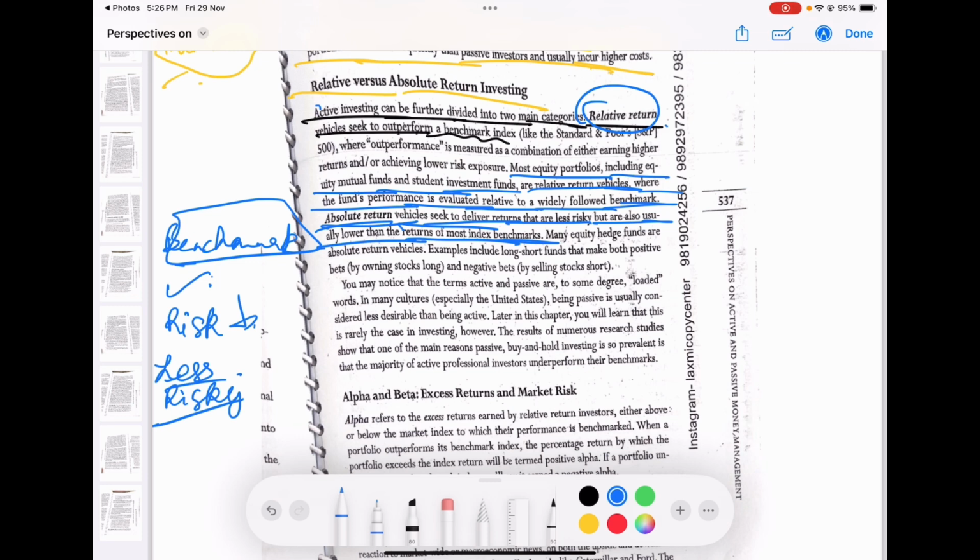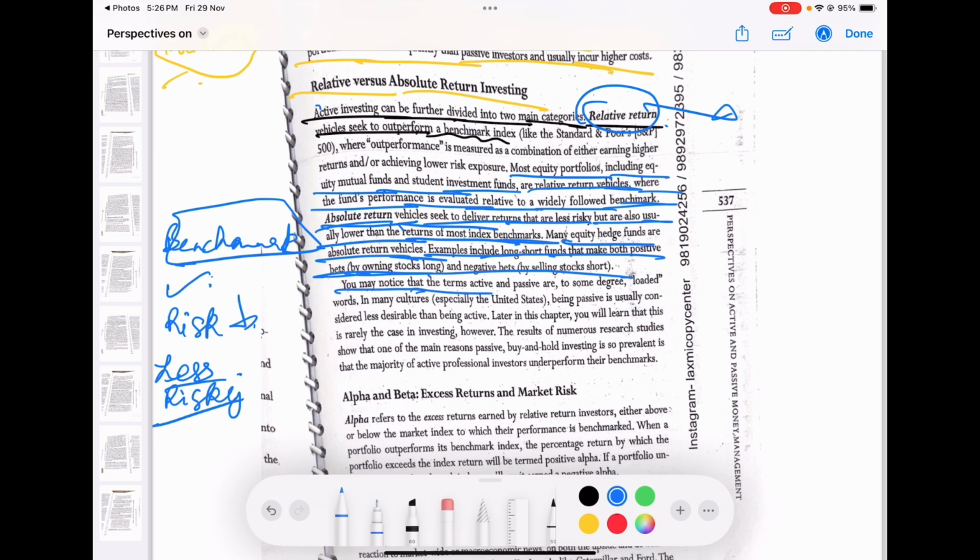So we talked about active investing. Active investing can be divided into two categories. The first is relative return and the second is absolute return. These are the two parts of active investing. Relative return is in relation to the benchmark index, and absolute return is when you have less risk as compared to the indexes. Many equity hedge funds are absolute return vehicles. Examples include long-short funds that make both positive bets and negative bets.